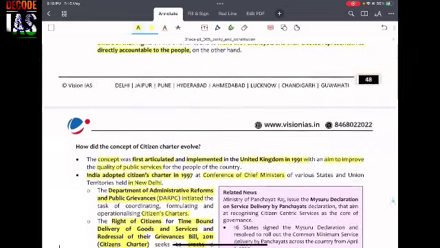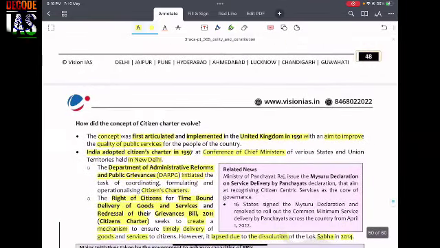Now, what you need to understand here is that the Ministry of Panchayat Raj issued the Mysuru Declaration on Service Delivery by Panchayats, a declaration that also aims at recognizing citizens and citizen-centric services as the core of the governance. 16 states have signed the Mysuru Declaration and resolved to roll out a common minimum services delivery by panchayats across the country from 1st April 2022. So what you might be asked would be a very simple question. They might ask you that Mysuru Declaration is related to what? And there will be 4 options. One would say it is a declaration related to women safety. Another would be gender equality. Another would be LGBT community. Another would be good governance.